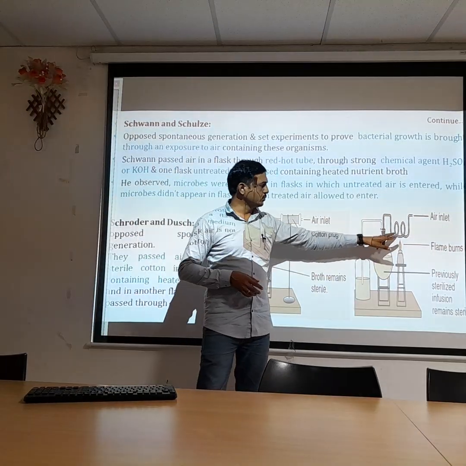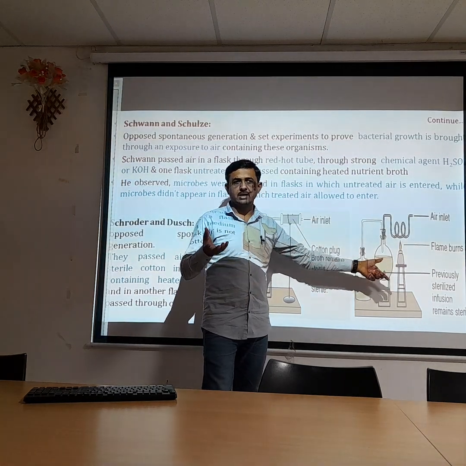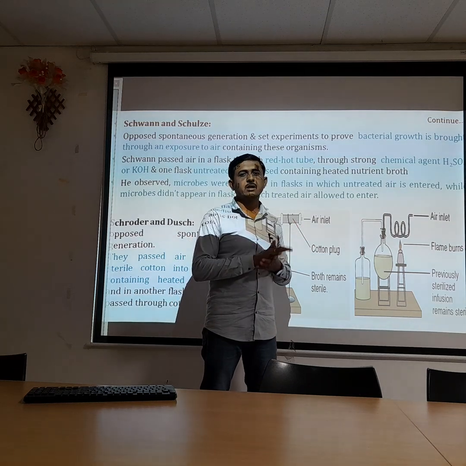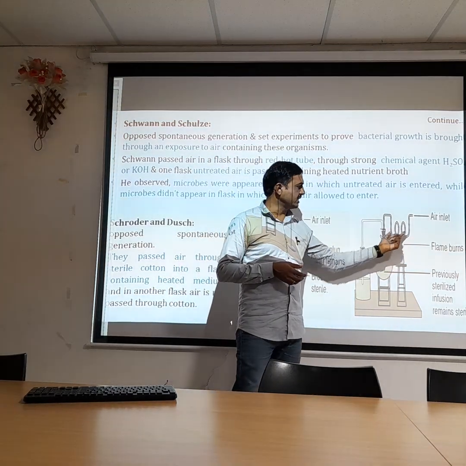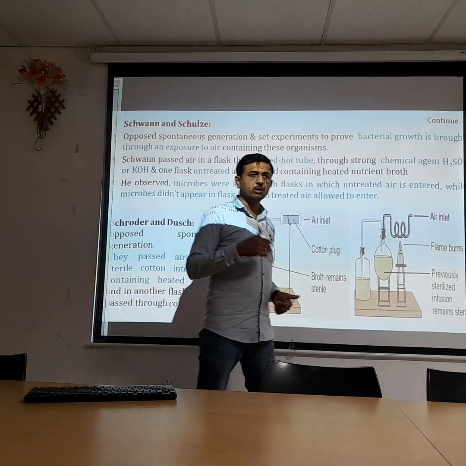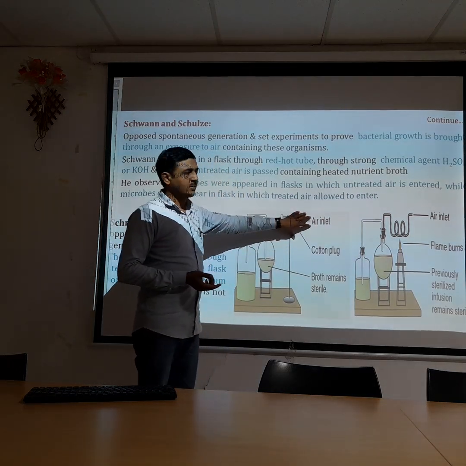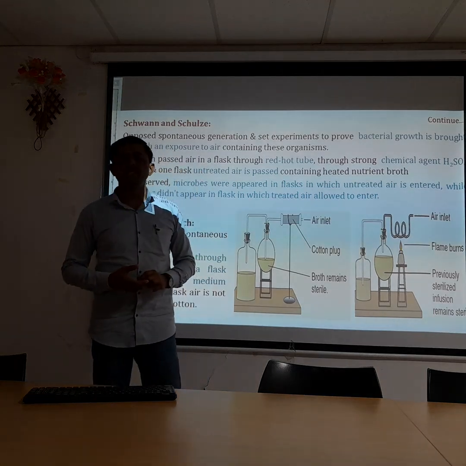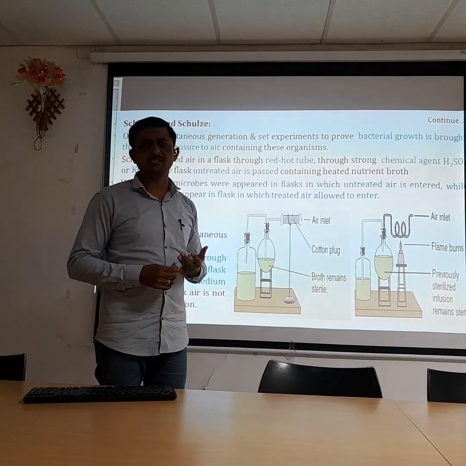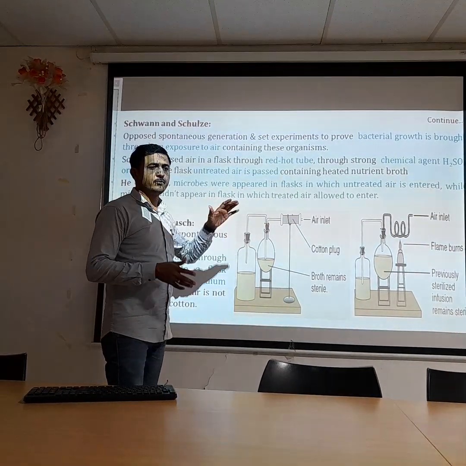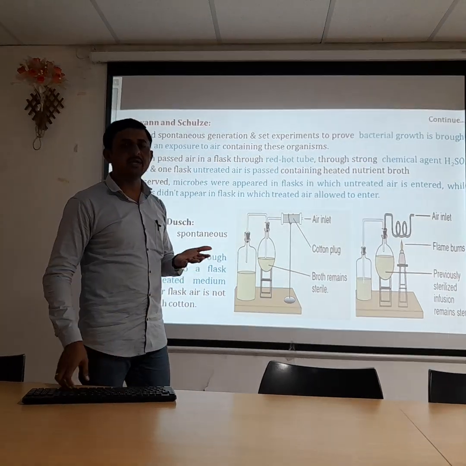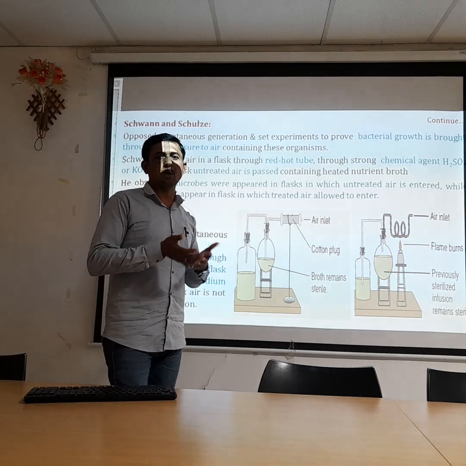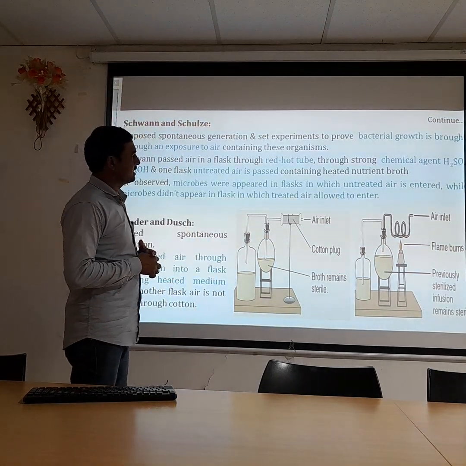In one, they passed air to test whether the air contains microorganisms or not. He passed the air through a red hot tube, and in another experiment he used a plug, or passed the air through a strong acid, that is hydrochloric acid or KOH solution. Whether it avoids the entry of microorganisms or not, they proved this, and that is why it is again opposite to spontaneous generation. So we will discuss it here.